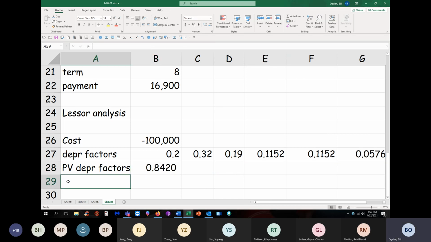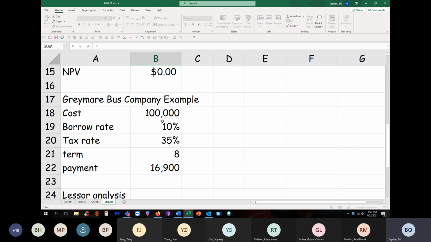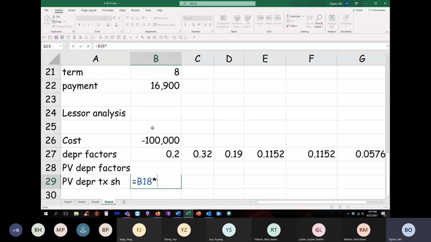And then let's find the PV tax shields. So the present value of the depreciation tax shields, and you might remember how to do that, I hope. What do we do? We take the cost times the present value of the factors times the tax rate.